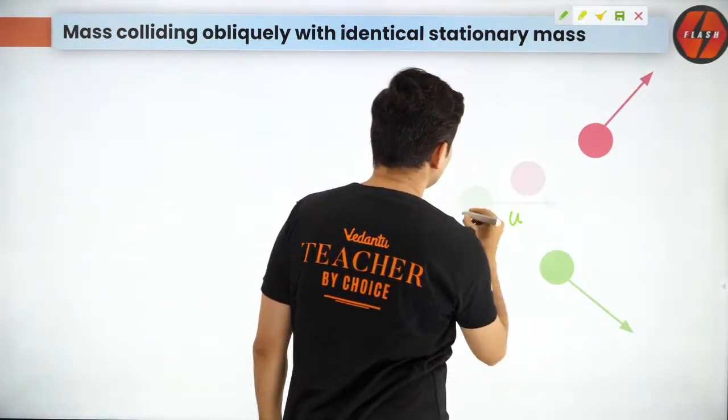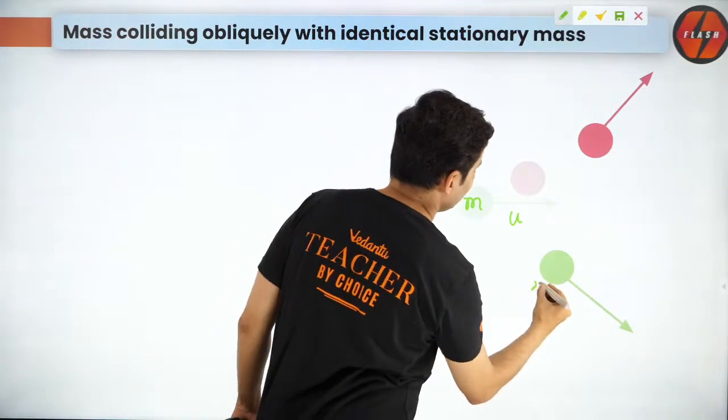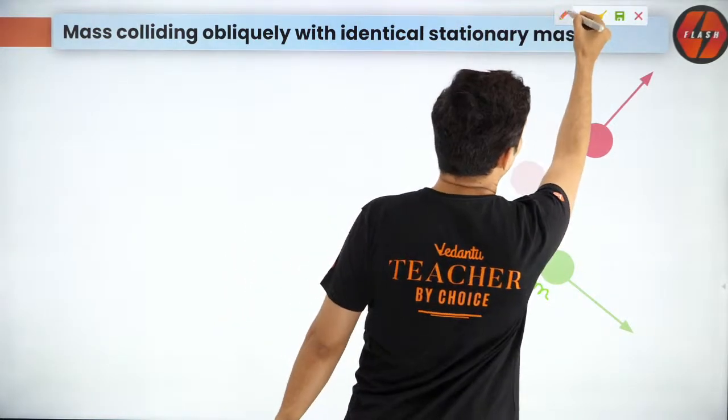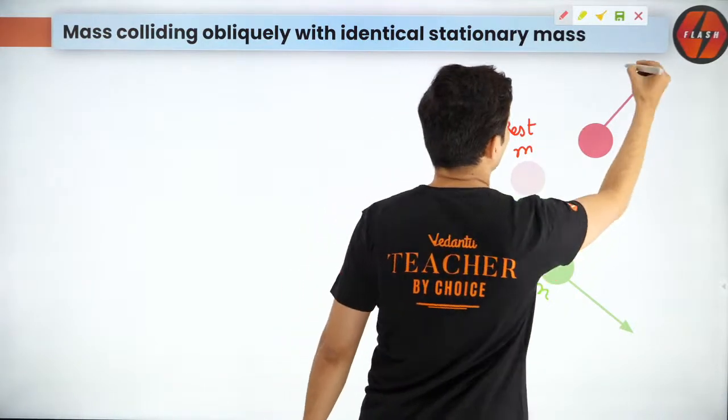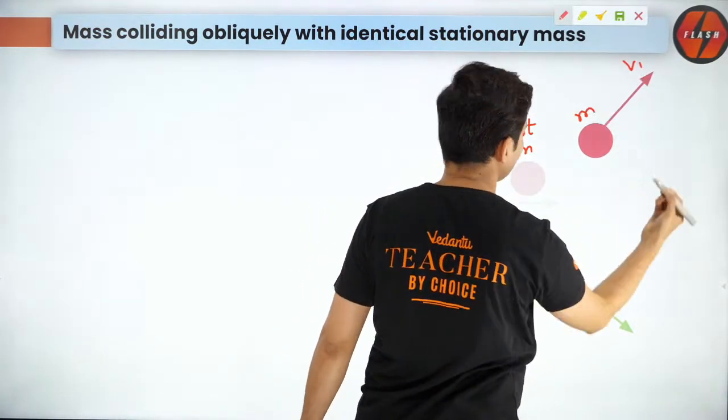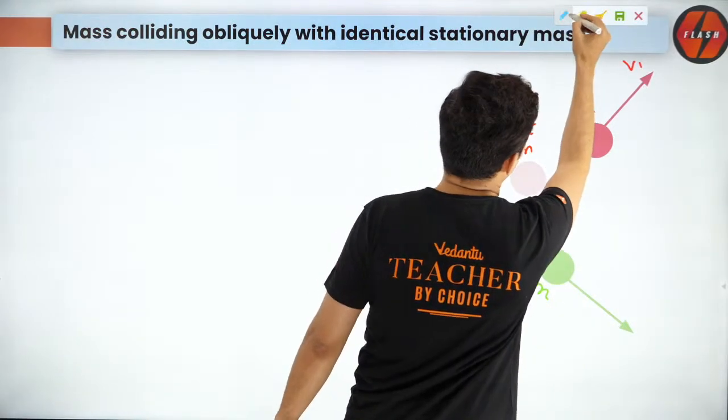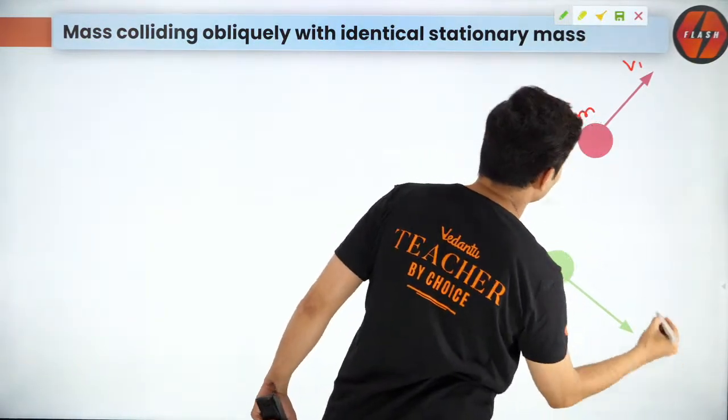How? You will see. This mass is M, and this is M, but this is at rest. And after the collision, this is V1, and let's say this is V2.